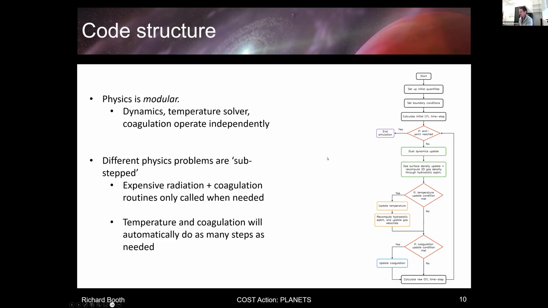Both the dust growth and the temperature solver, if they need to iterate, will iterate themselves. So typically early on in the calculation, if you start off with very small grains, coagulation will need lots of small time steps, and so it will sub-cycle itself to make that as accurate as needed. So this approach allows us to achieve both efficiency and accuracy.